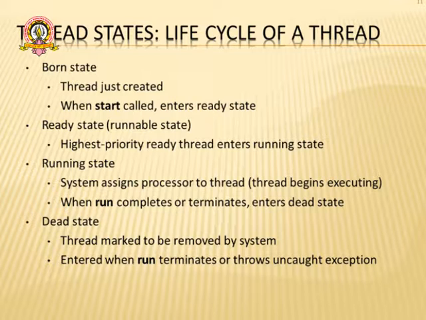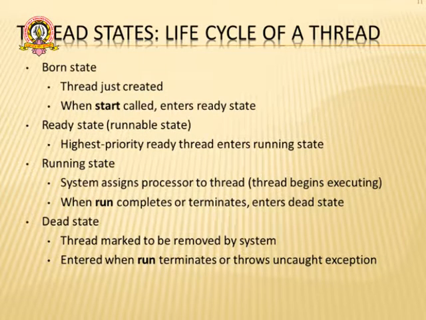Now next is the ready state. The ready state is also called the runnable state. It is in the ready queue and it has not yet got the CPU, it has not got the processor. It needs to go into the running state, but it is waiting in the ready queue, that is the runnable state. And next is the running state. The running state is when I say that the process is executing, it is active, so that state is called the executing state or running state.